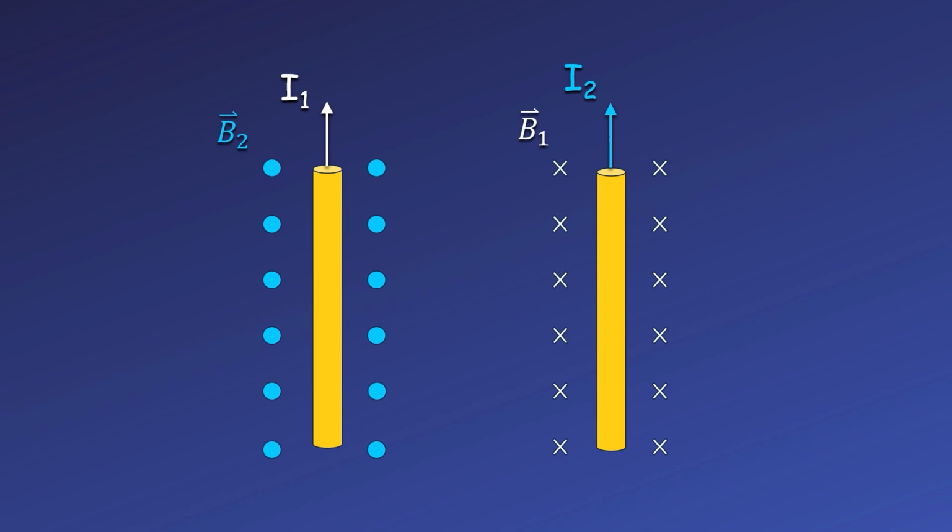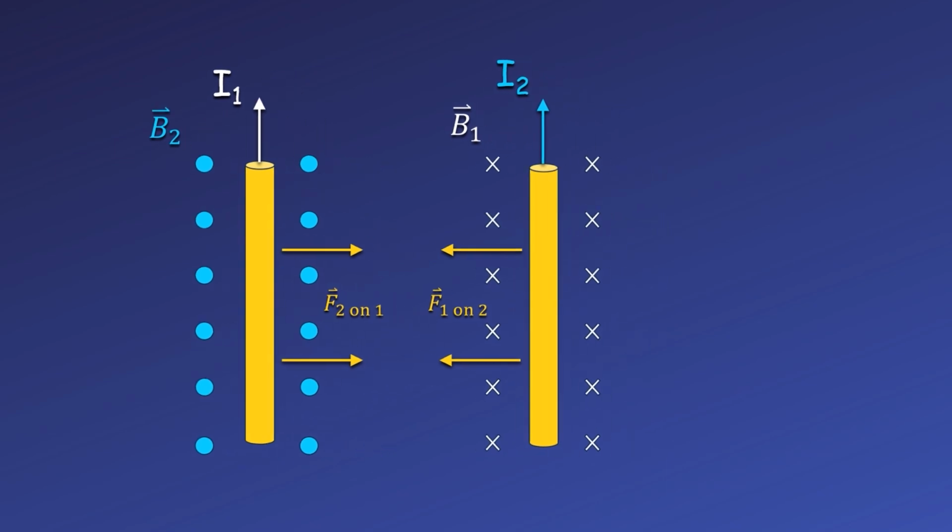Now we're ready to look at the forces. For the first wire, we'll use the right-hand rule to determine the force for current moving upward in a field that is out of the screen. The force will be perpendicular to both, and in this case point to the right. We'll call this the force of 2 on 1. For the second wire, with the current moving up, but in a field in the opposite direction, into the screen, the force is to the left, which we'll call F1 on 2.